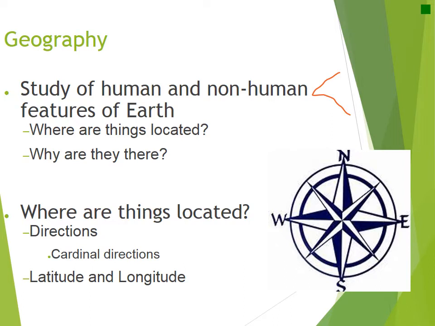Okay, so now moving on, let's start with that first question. Where are things located? And that's kind of the topic of this whole slideshow. The first thing that we're going to look at is your directions. Okay, so we've all heard these directions before: north, south, east, west. It's really important to understand where those are so that you can know where something is located relative to another thing on the earth. So you can know that Minnesota is north of Iowa.